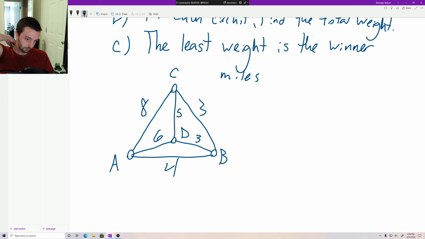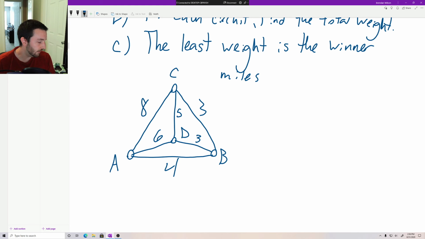Okay. So we want to find the most efficient circuit. We want to start at, say, A and end at A. It doesn't actually matter which one we start at, though. And we want to find the optimal path where we touch every vertex one time.